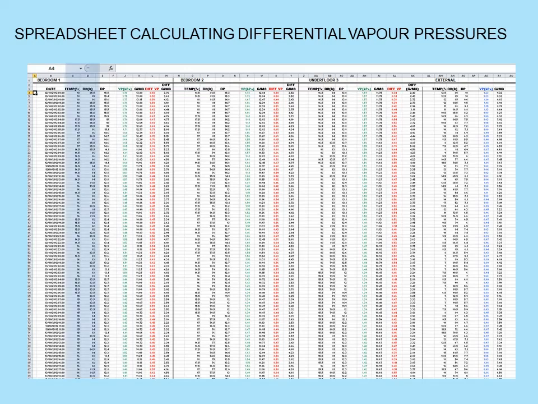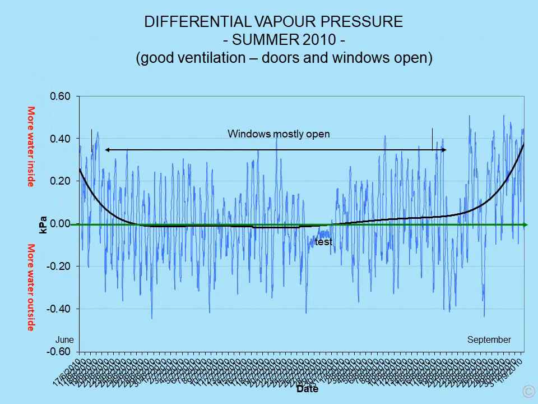And we put in here the temperature and relative humidities. It's just an example of bedroom 1, and it automatically works out the vapor pressure and the differential vapor pressure. It's quite interesting to look at vapor pressures. This is the summer of 2010, good ventilation. Note in the middle there is the green line.